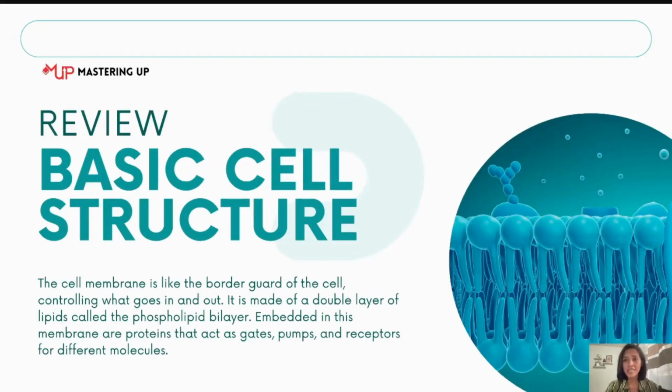The cell membrane is the protective boundary of the cell. Think of it as a border guard that controls what enters and exits the cell. It is composed of a phospholipid bilayer, two layers of lipid molecules that form a semi-permeable membrane. The bilayer has hydrophobic, or water-repellent, interior layers and hydrophilic, or water-attracting, outer layers. This structure allows selective permeability, which is crucial for maintaining the internal environment of the cell.